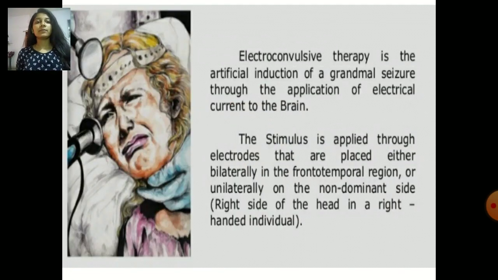Next, definition. Electroconvulsive therapy is the artificial induction of grand mal seizures. Grand mal seizure: tonic phase lasting 10 to 15 seconds. It involves the application of electrical current, voltage 70 to 120 volts, to the brain. The stimulus is applied through electrodes that are placed either bilaterally in the frontotemporal region, at the tragus of the ear and lateral canthus of the eye, both sides, or unilaterally on the non-dominant side.